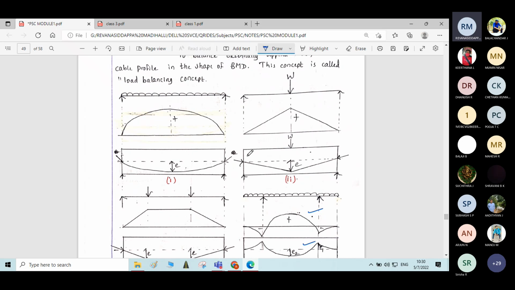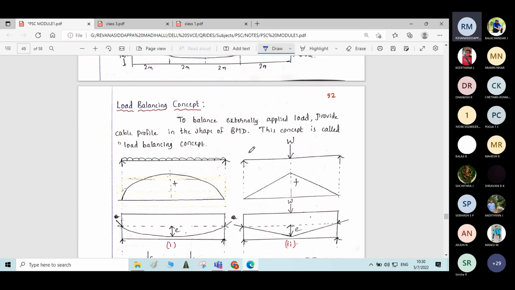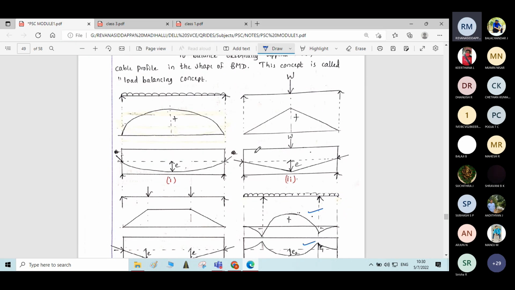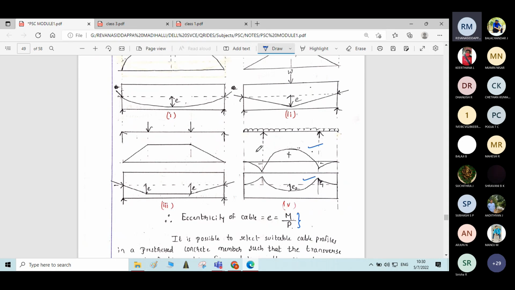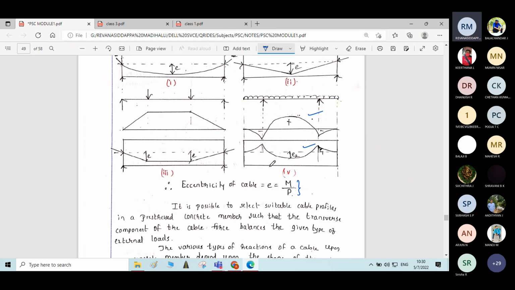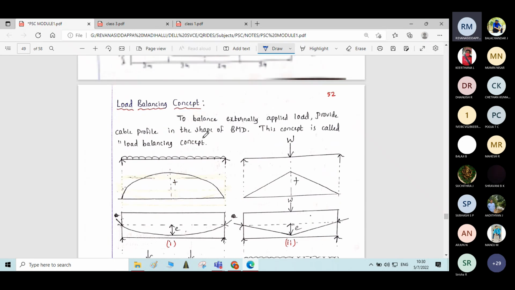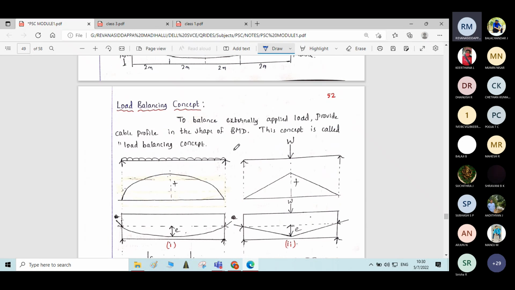Repeatedly, both the pressure line and the load balancing concept have been asked in your previous examinations. So treat this as important from the point of view of your examination. They will ask you to explain about the thrust line or the load balancing concept.